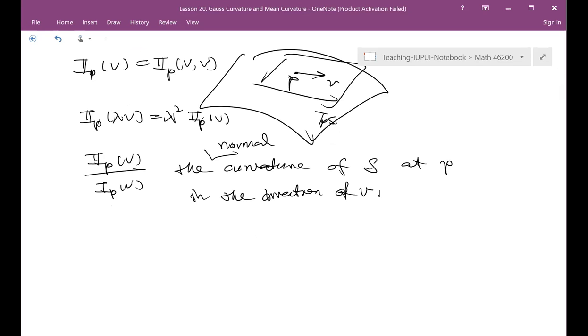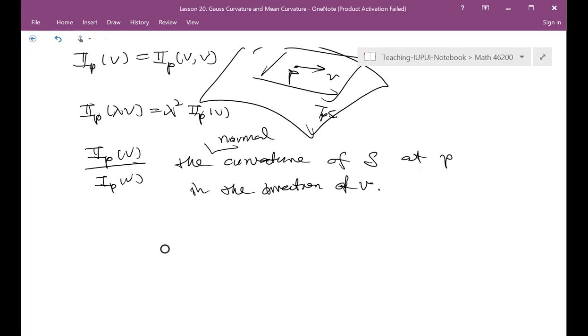So in that direction, this tells how the surface is curved in space. If you assume v is a unit vector, then the denominator is going to be 1, and it's just the value of the second fundamental form in the direction of v.